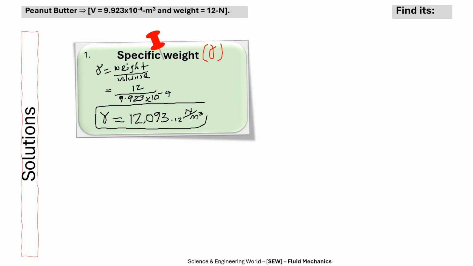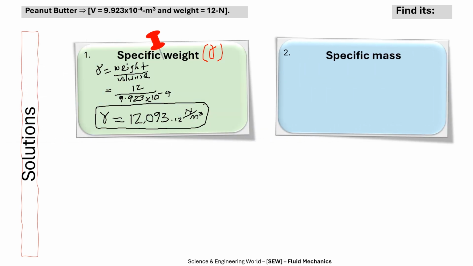So it can be just 12,093 Newton per meter cube. The second one we want to find is specific mass. Specific mass is also known as mass density, which we have in that same video, which is rho, symbol rho.